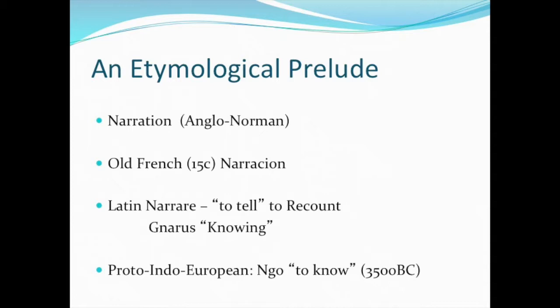I find etymology fascinating. And of course, now that we have ready access to the Oxford English Dictionary, it's quite easy to investigate the roots of any word or many of the words that we use. Narration is one of those, an Anglo-Norman term. Its use reaches back in the 15th century to Old French, and even further in Latin to its root of narrare, which means to retell or to recount a tale, with the term narrus referring to knowledge or knowing. But the deep root of the term narrative or narration is the Proto-Indo-European term know, spelled N-G-O.